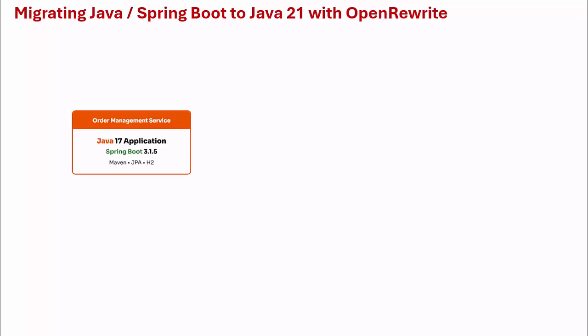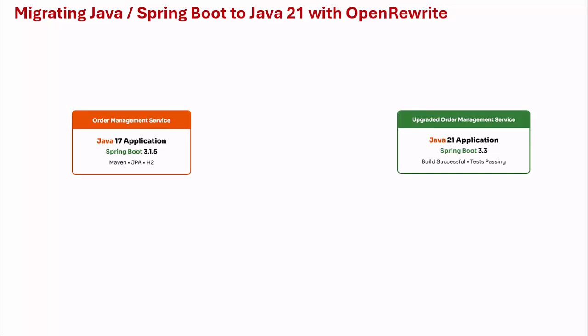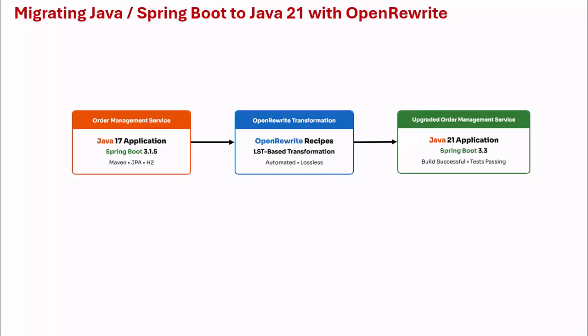In this lesson, we'll migrate a sample Spring Boot application, the order management service, from Java 17 and Spring Boot 3.1.5 to Java 21 and Spring Boot 3.3 using OpenRewrite. We'll proceed step by step. We'll configure the Maven plugin, we'll preview the changes, review the patch file, and finally, we will apply the migration, and post that, we'll perform the validation.